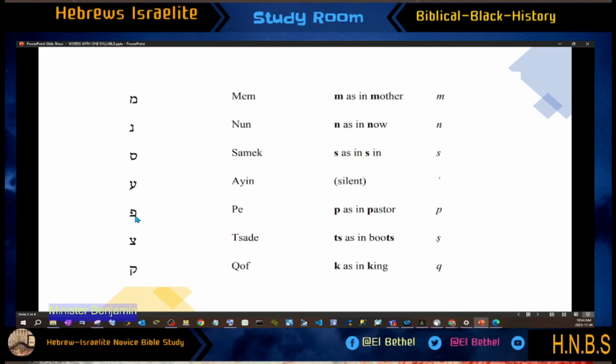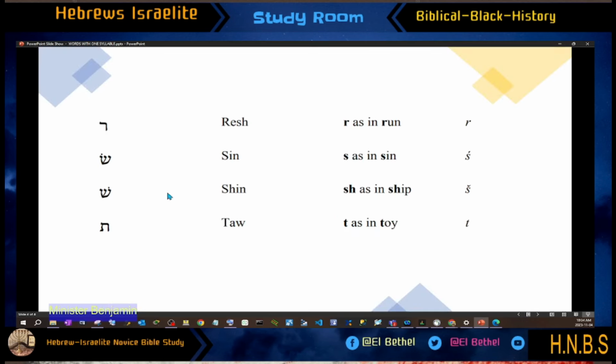This letter also goes as an f sound, f as in Frank, right, if there's no dot in the middle. Tsadi, so this makes a ts sound, ts as in boots. And then you've got the kuf, that makes a k sound as in king, right? Reish makes an r sound, and this reish is a little bit more rolling than the English r, right? Reish, I'm still practicing it, as in run.